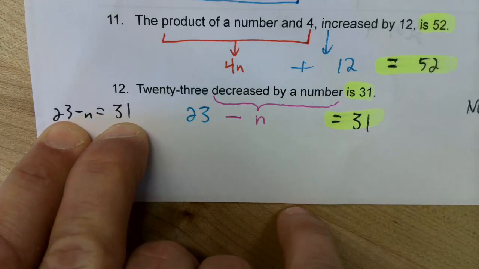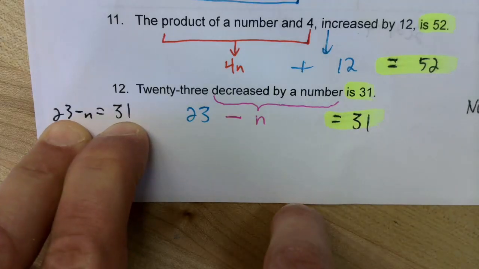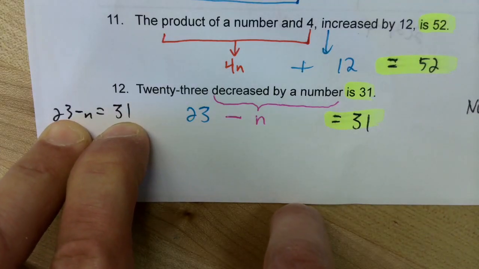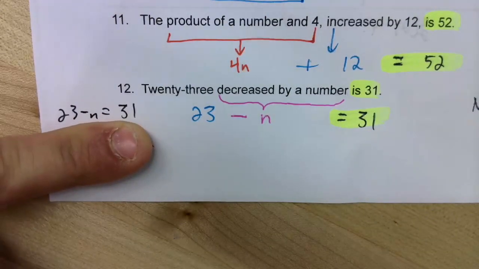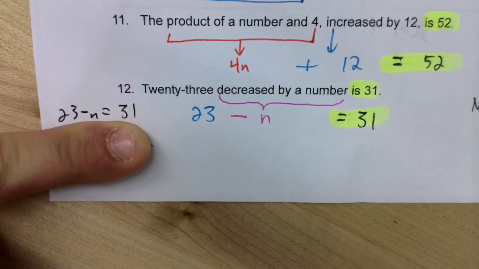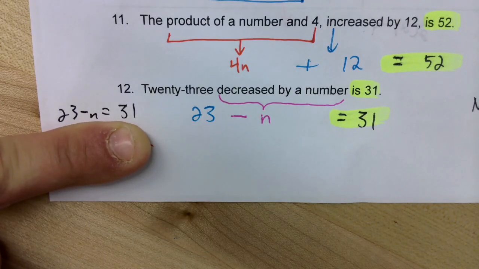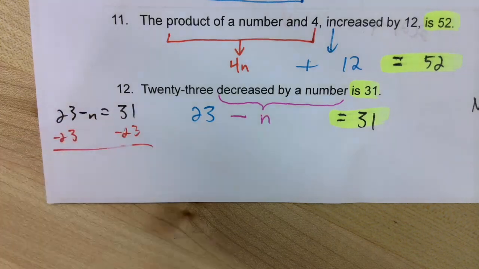23 minus n equals 31. So we know it's going to be negative, right? And you do enough of these, you're going to be able to think, okay, well, how far away is 31 from 23? All right, so it grew by 8. And if you think what Ezra said, I must have subtracted the negative, it had to be negative 8. But how do we show that with our steps?